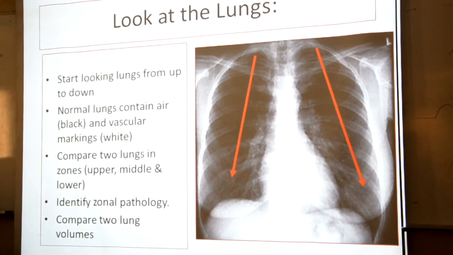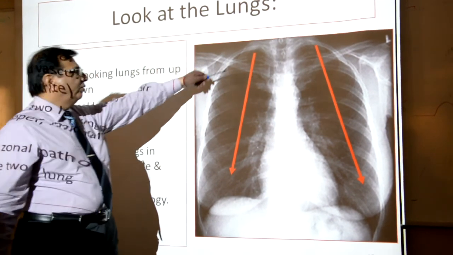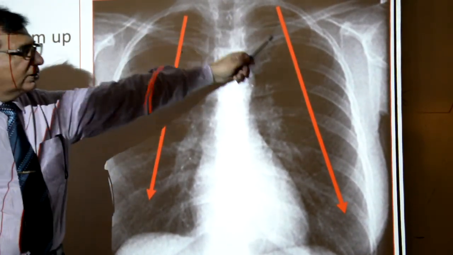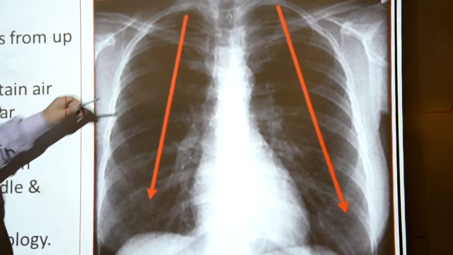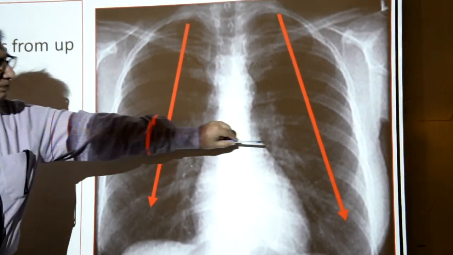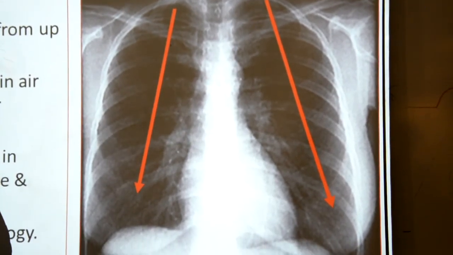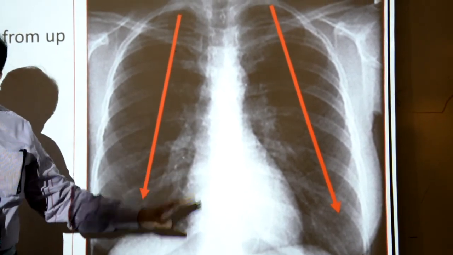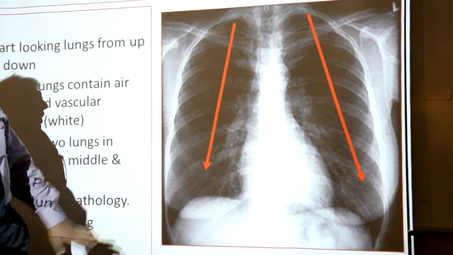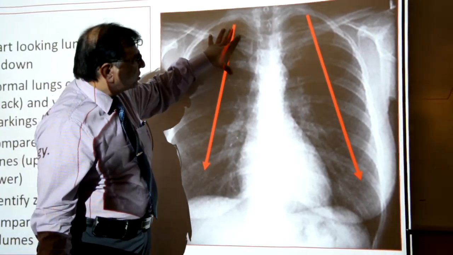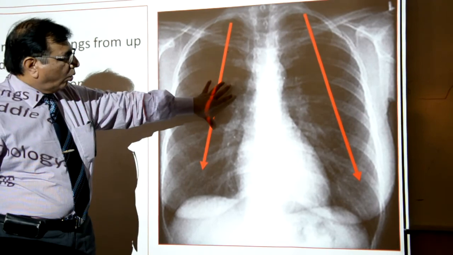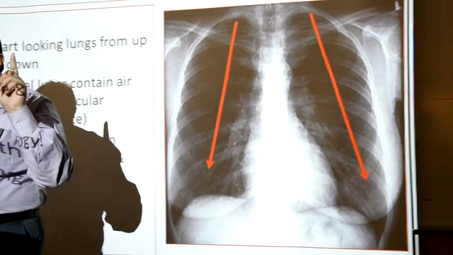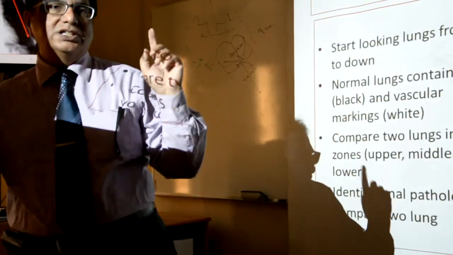Compare both lungs. You can start viewing the lung from the apex of the right lung, go down, and then to the left, but not the whole lung at once. You can divide it into three zones: upper zone, middle zone, and lower zone. The upper zone is confined by the upper two ribs anteriorly, ribs 2 to 4 are the middle, and the third would be the lower zones. Comparing the blackness, the lucency: right upper zone, left upper zone, right middle zone, left middle zone, right lower zone, left lower zone. It should be bilateral symmetric lucency.